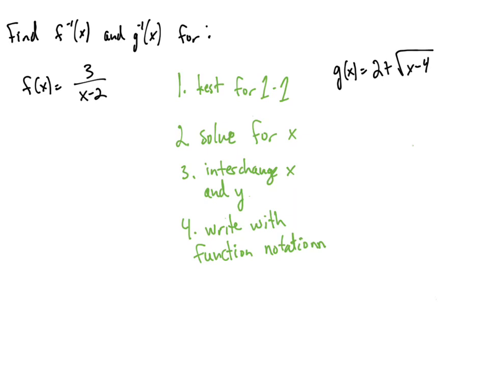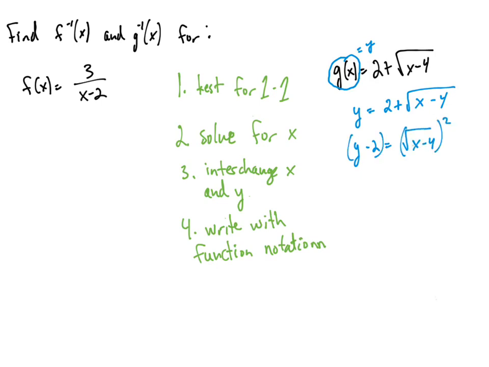All right, so I'm going to take the g of x function and solve for x, but before I do that, I'm going to replace g of x with y. So I'm going to write it as y equals 2 plus the square root of x minus 4. So I'm going to solve for x: subtract 2 from both sides, and then square both sides to get rid of the radical. Y minus 2 squared is equal to x minus 4. Add 4 to both sides. And so we've solved for x. I'm going to swap the x and y.